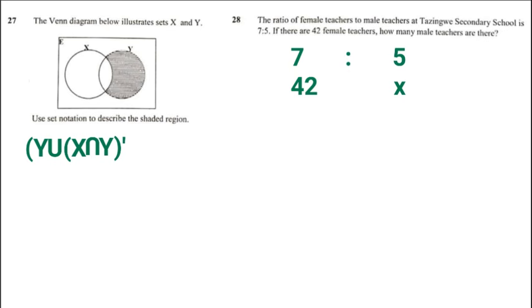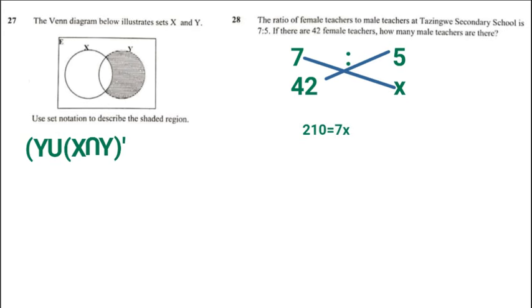Now what we're going to do here is cross multiplication. That means 42 will be multiplied by 5 and 7 will be multiplied by X, like this. So that is the cross multiplication we're going to have. 42 times 5 will give us 210. Then 7 times X will give us 7X. So it's going to be 210 is equal to 7X.